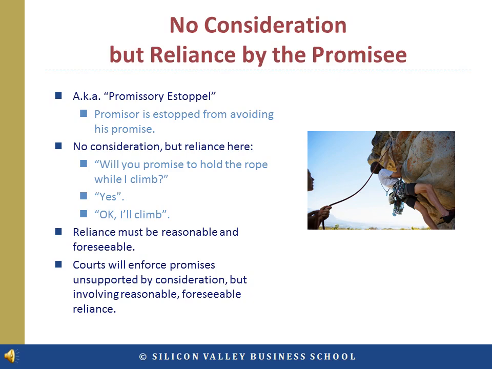However, when the promise is relied upon by the climber, and the reliance is reasonable and foreseeable, the promise will be enforced by the court under the principle of detrimental reliance, otherwise known as promissory estoppel. The promissor is estopped from avoiding his promise by the reasonable and foreseeable reliance of the promisee.